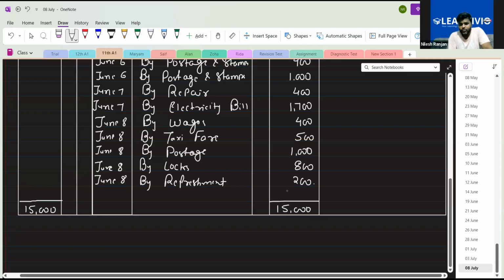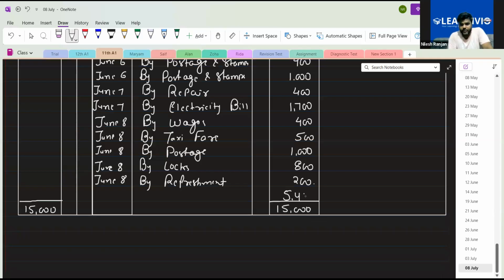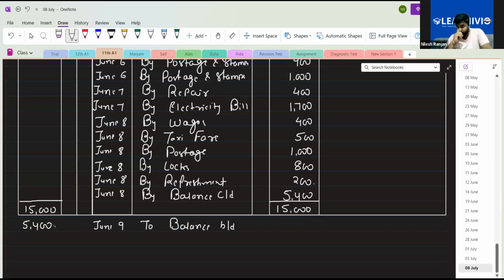9,600 it is. So the remaining balance will be 5,400. It will be June 8 again, by balance CD. 5,400. Then this will be written on June 9 to balance PD. And this 5,400 will be written. Tell me, is this clear?